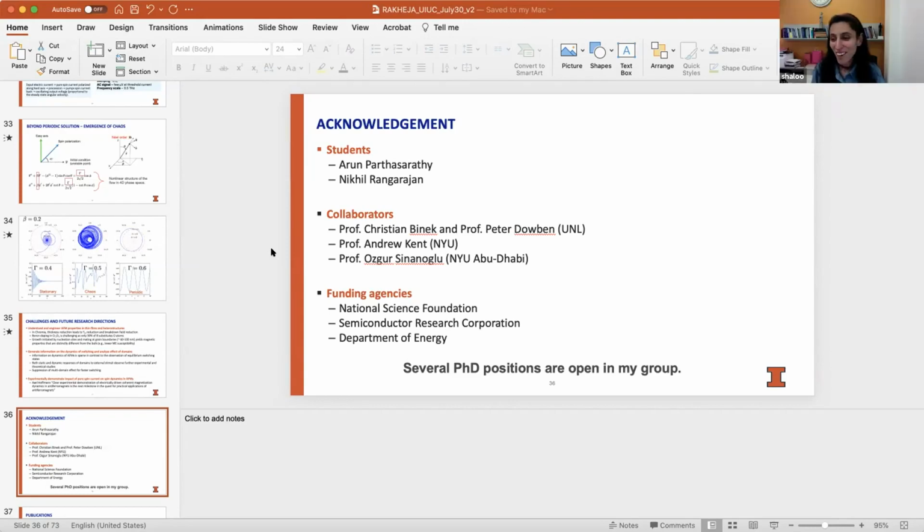That's from a compact modeling. We're trying to match with experiments. So we want to extract what these mobilities are, and we find that they are extremely bad at this point. So hopefully people can do better than that. Okay, thank you.